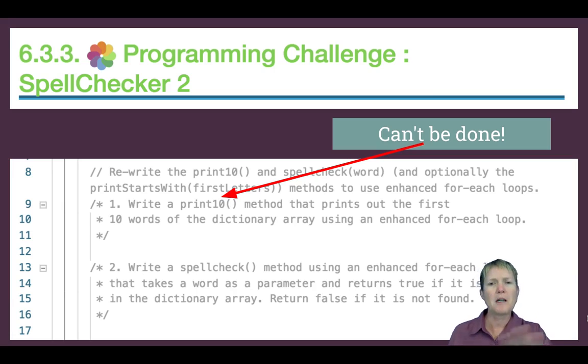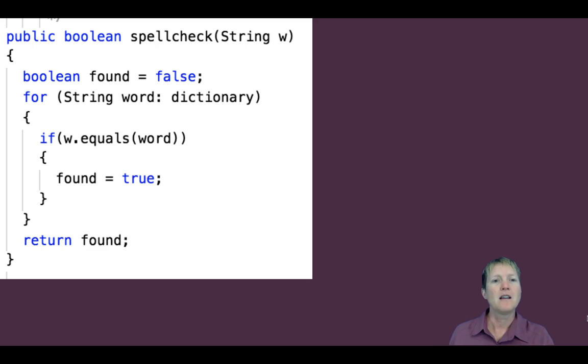And sorry for the formatting not quite matching. These updates are going into the textbook, but they're not quite there yet. And here is the solution for the one that you can change, the spell check. Takes a string, W, the string you're looking for, found as false, for string word colon dictionary. Dictionary is our array of strings that is an instance variable. Word is going to be our item, if you will, the thing that holds the value of each element in the array. And we just check if W equals word.